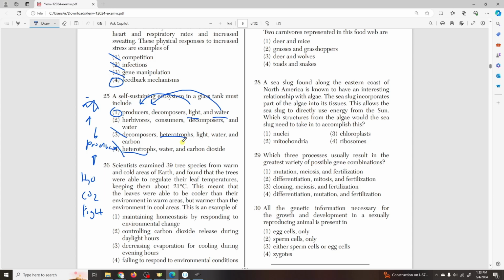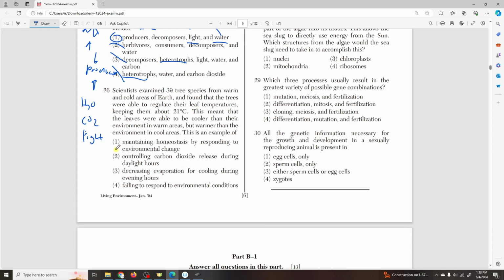Herbivores, consumers, decomposers, and water. This is missing the key factor of producers because guess what? What are the consumers going to consume, right? Obviously the predators are going to consume the prey, but what is the prey going to consume? They have no water. Sorry, they have no plants or producers to consume.